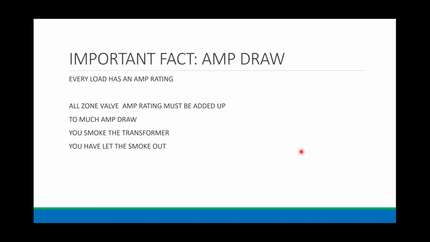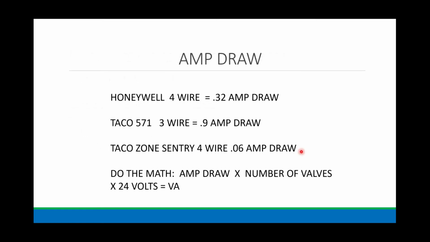If you look this up, you can even Google it at any time. Here I Googled Honeywell 4-wire, and it's a 0.32 amp draw. The Tekmore 571, the 3-wire or 3-terminal, is a 0.9 amp draw. The Tekmore Zone Sentry, our 4-wire motorized zone valve, is a 0.06 amp draw, the lowest amp draw on the market.